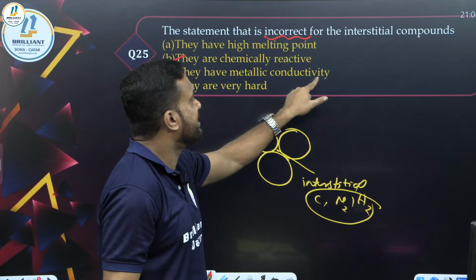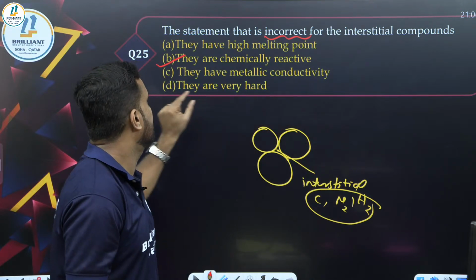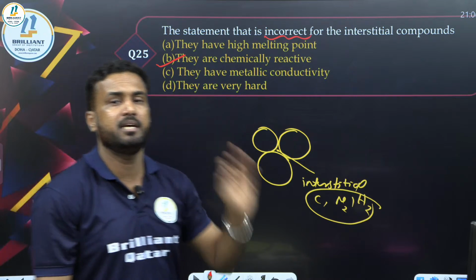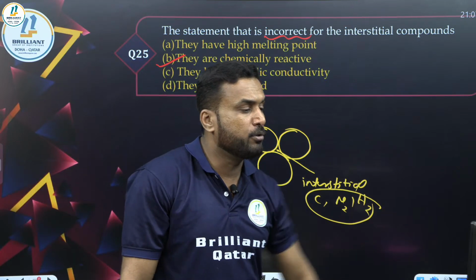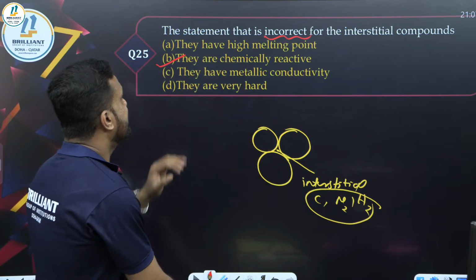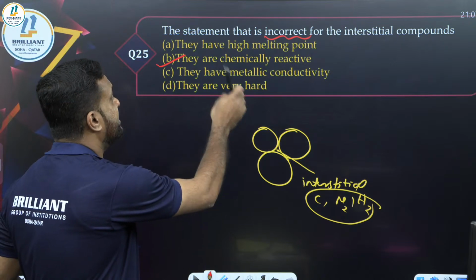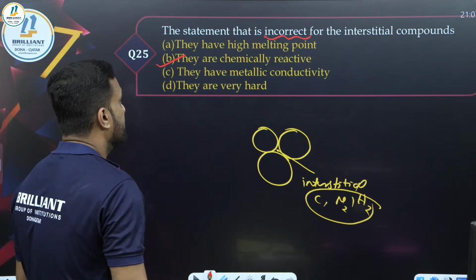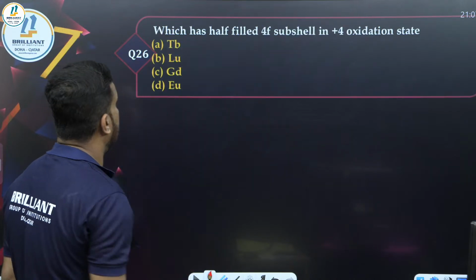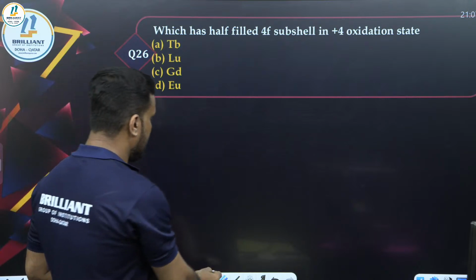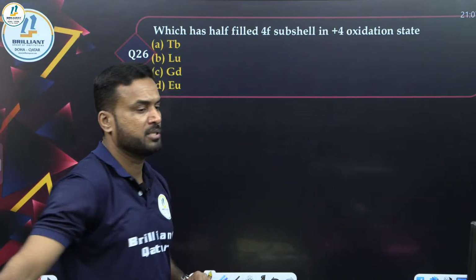They have metallic conductivity. Correct. They are conductors. They are very hard. Yes, they are very hard. So hope you got it. Yes, the wrong one is they are chemically reactive. That is wrong. They are chemically inactive and that has some economic benefit because of that property. I think this will be the last one. So this last question we will be doing.